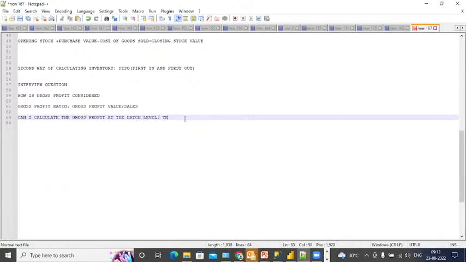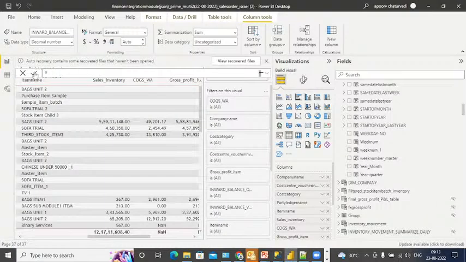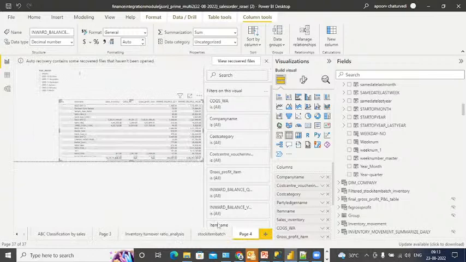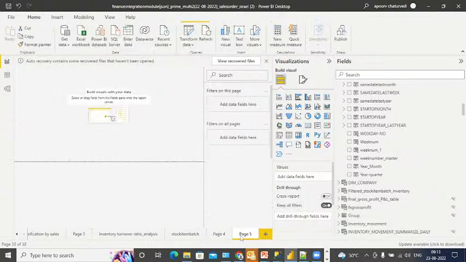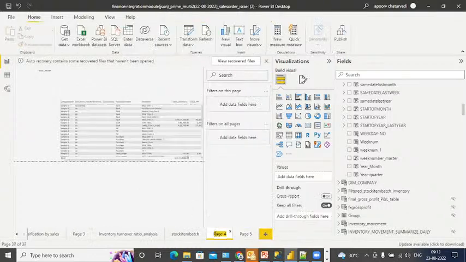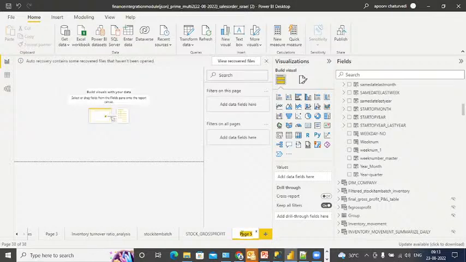So you say yes, and it's very, very simple. You just go here, back to the report, and you go here, and this is my stock item at the gross profit, right? And this will be stock item, and then I go here, and this is going to be gross profit at the batch level. Simple.